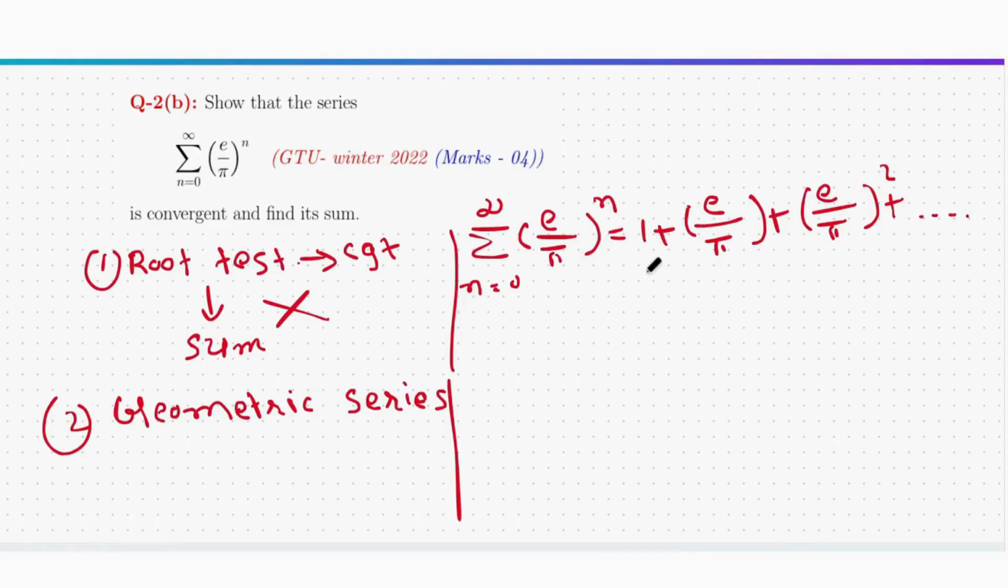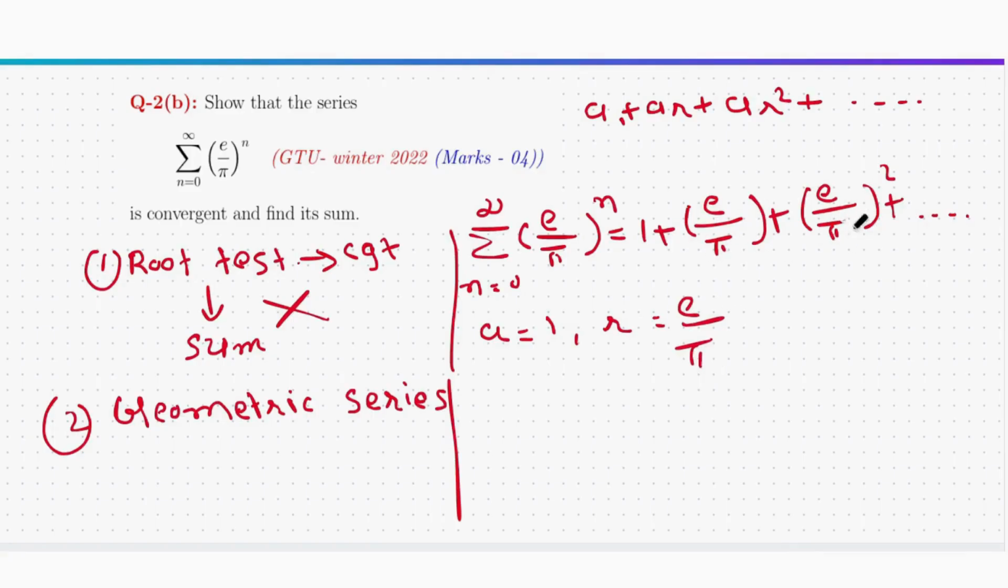What is the form of the geometric series? a plus ar plus ar square and so on. Now here, what is a? Compare with this. Here a is the first term, so a is 1, and here the ratio is r. So find the ratio r first. Each term is divided by the previous term. So the second term divided by the first term, we get r equal to e upon pi.